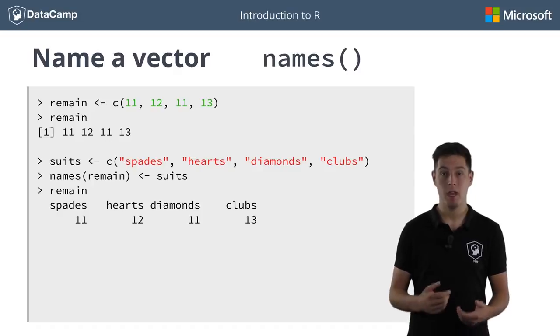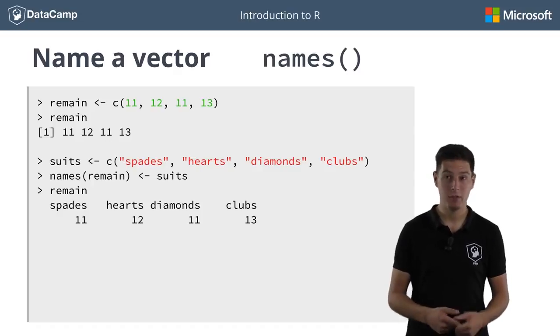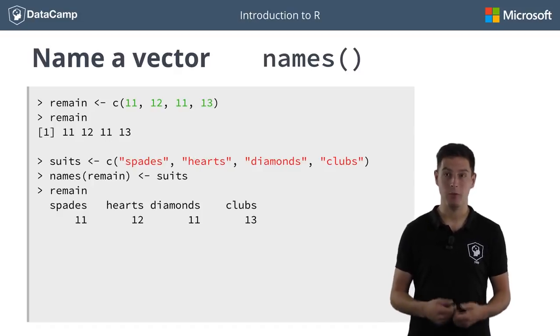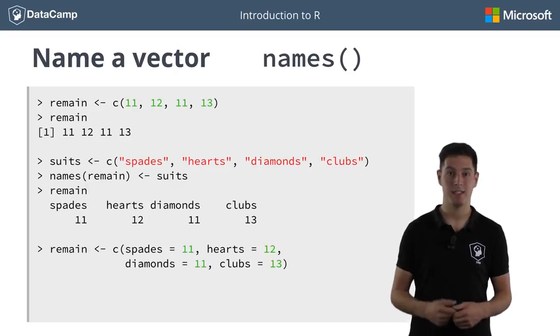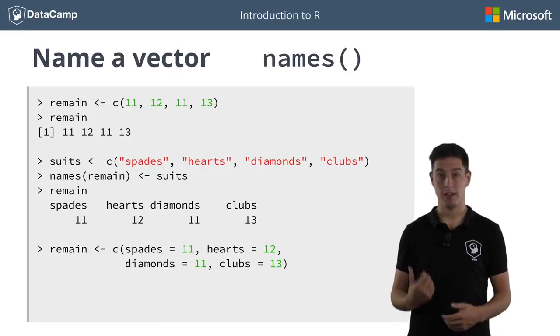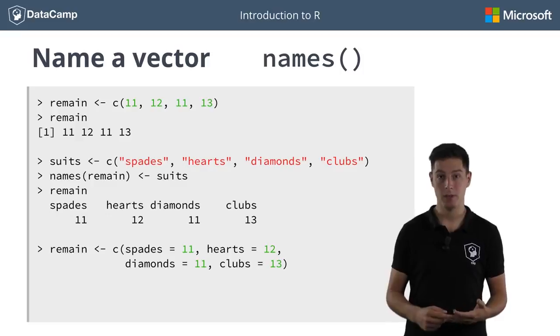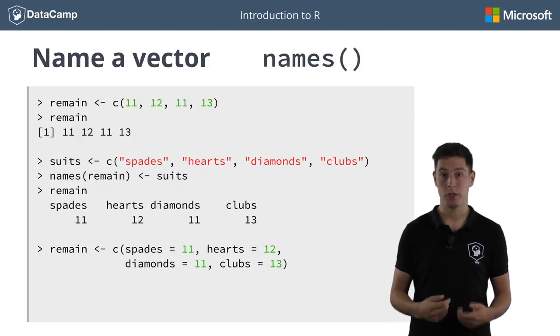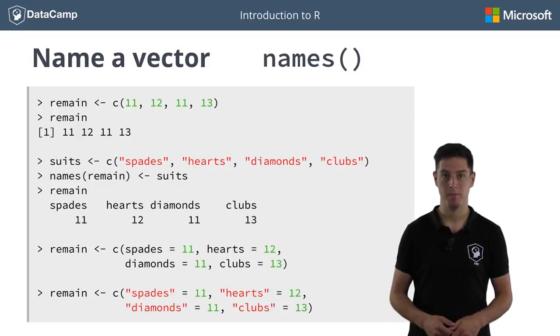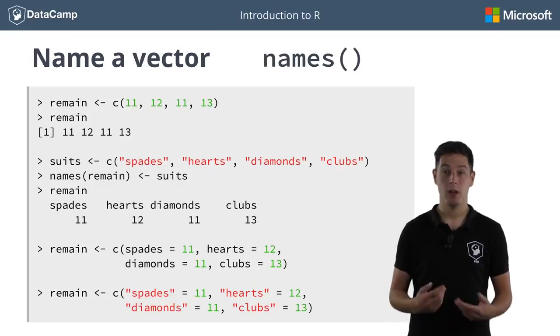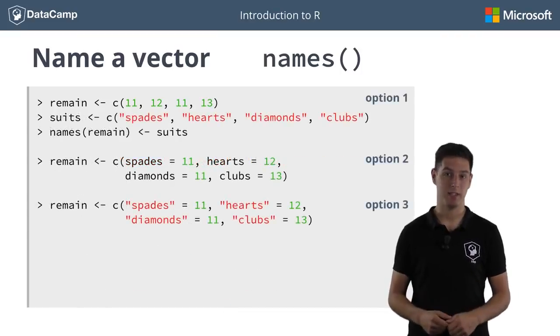Great! If you don't want to bother with setting the names afterwards, you could just as well create a named vector with the one-liner. You can use the equal sign for this inside the c function. Notice that here it's not necessary to surround the names spades, hearts, diamonds and clubs with double quotes, although this also works perfectly fine. In all 3 cases, the result is exactly the same.